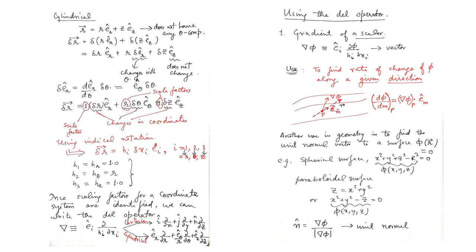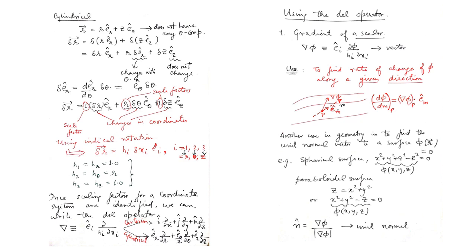So that's why the del operator, if expanded starting from the general definition, e_i cap (del over h_i del x_i), or rather e_i cap del x_i and 1 over h_i, I should say. If I expand this, then I get these operators. Now come to using the del operator. So let us see how we can use the del operator.